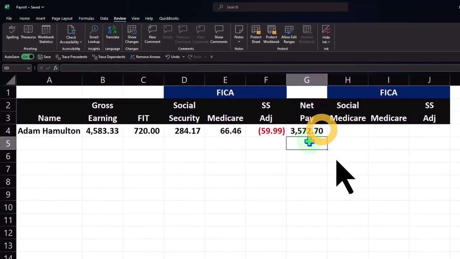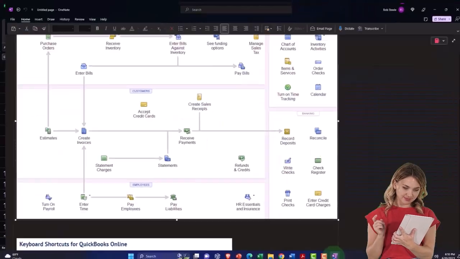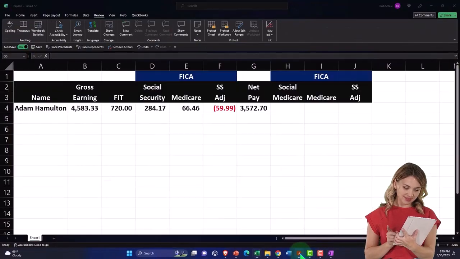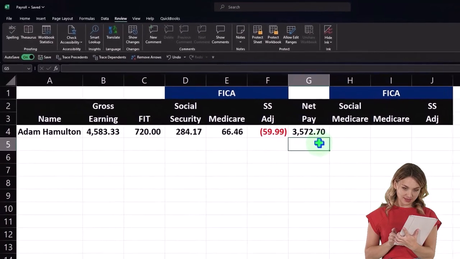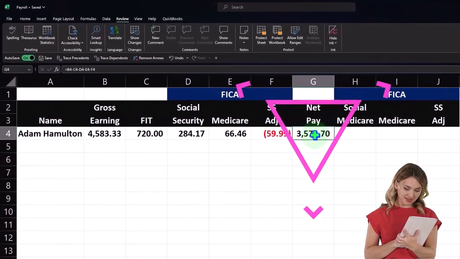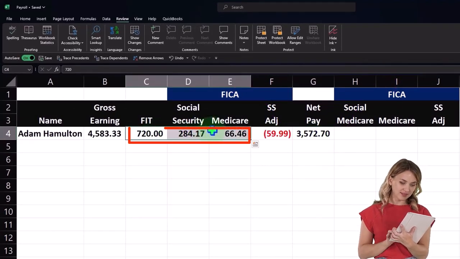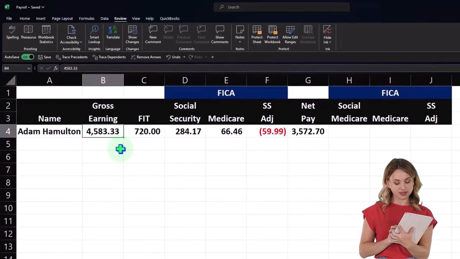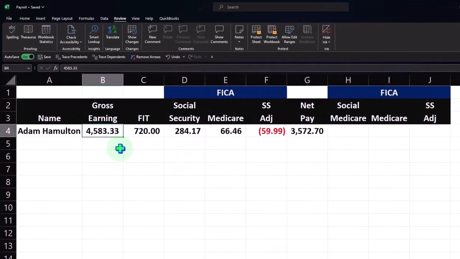So it's gonna be the 357,270. That's gonna be the net check, which ties out to 357,270. So that's the net check that's gonna come out of our checking account. These are withholdings that we're gonna have to take from the employee before they even get their money. And we're mandated to do that in the United States on the federal side. And you might also have state withholdings that are required as well, depending on what state you are in.